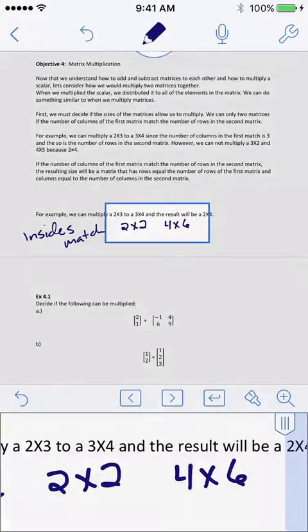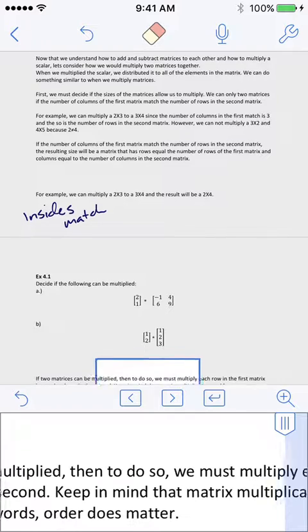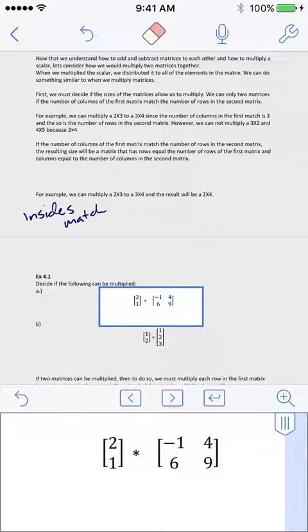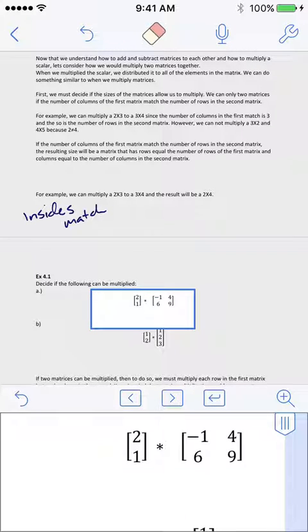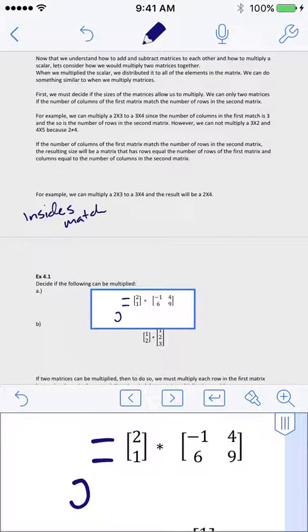Let's erase that, and let's go look at example number 1. Let's take a look at these sizes. We just need to determine if they can be multiplied. What is the size of this first matrix? Remember, we determine a size with rows by columns. The first matrix has 2 rows, so it's a 2 by how many columns? Just the 1, so it's a 2 by 1, right?